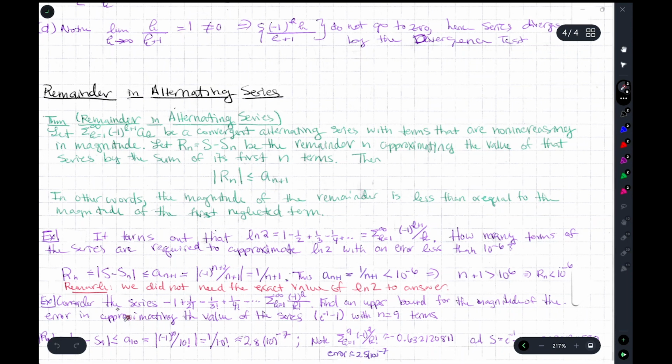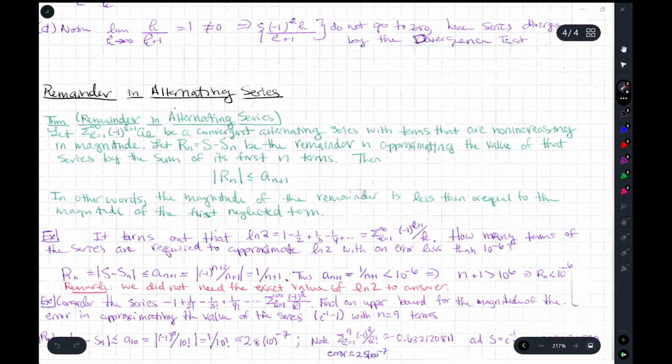Okay. Consider the series that you see here with the factorial, which could be written this way. Find an upper bound for the magnitude of the error in approximating the value of the series. So the actual value of the series is e to the minus 1 minus 1. That's the actual value. But we want to get an upper bound on the error if we use just 9 terms.